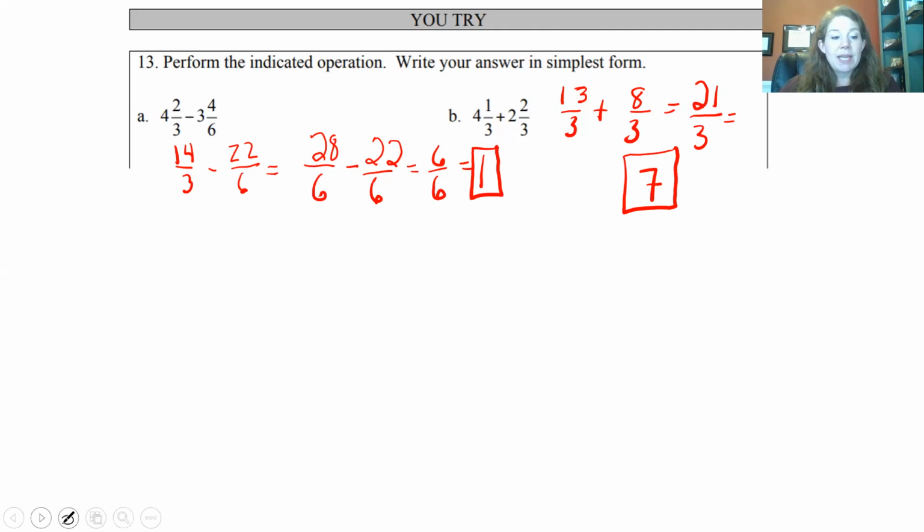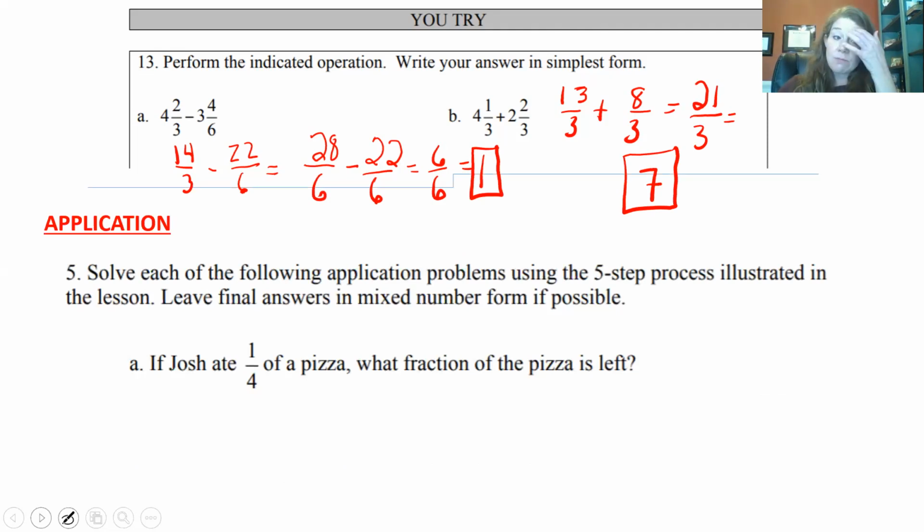Now we're going to look at some application problems, which means word problems, which everyone hates, but we're just going to do them. Let's just go. So for 5, it says solve each of the following application problems using the 5-step process illustrated in the lesson. Leave final answers in mixed number form if possible.